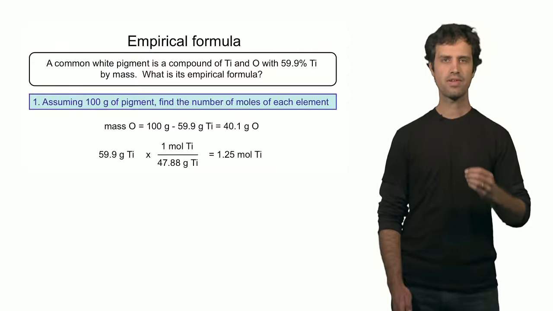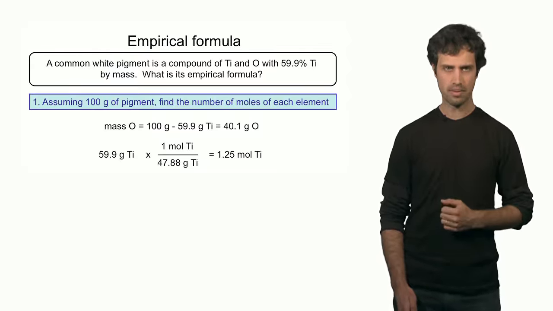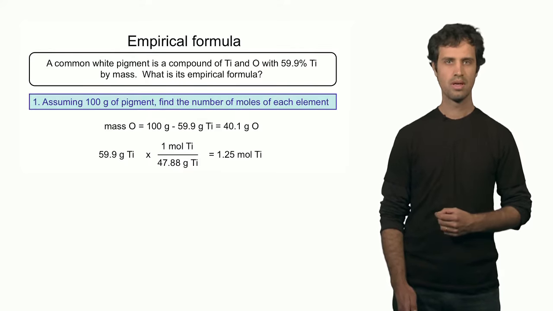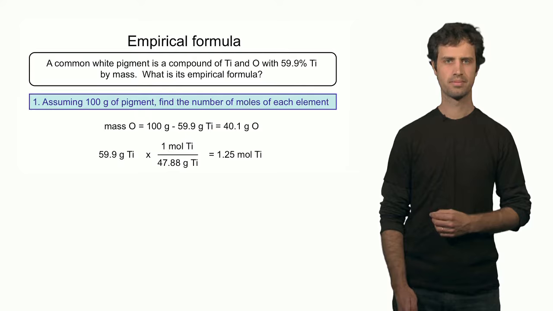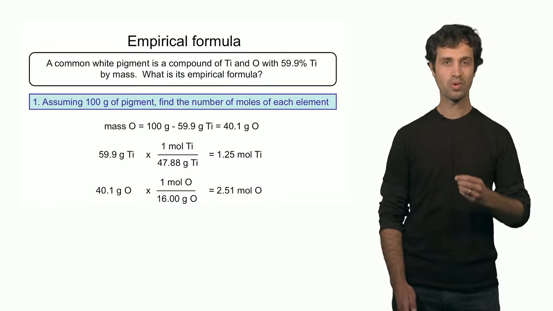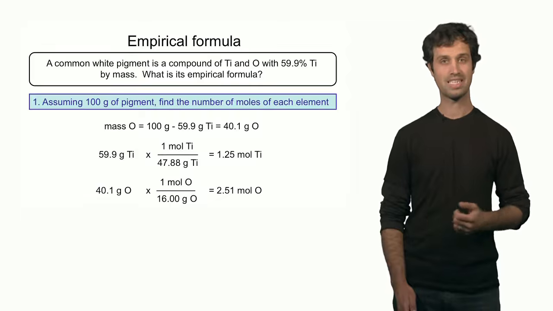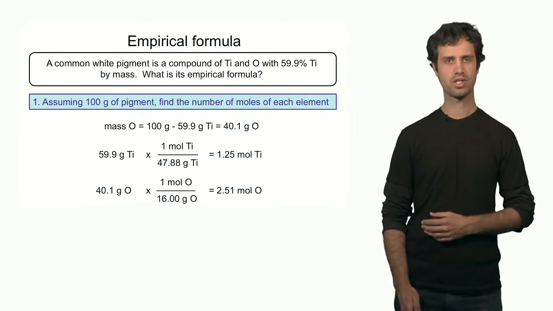So I take 59.9 grams of titanium divided by the molar mass of titanium, which is 47.8 grams per mole. And I find 1.25 moles of titanium. I do the same for oxygen. 40.1 grams of oxygen divided by the molar mass of oxygen, which is 16 grams per mole, is a total of 2.51 moles of oxygen.